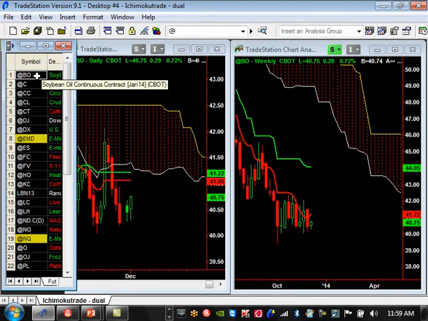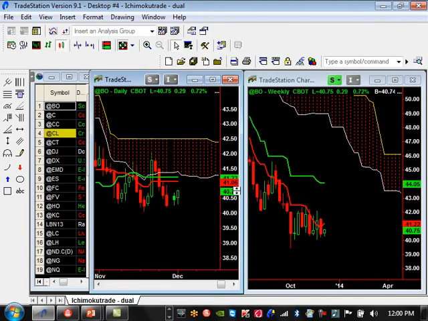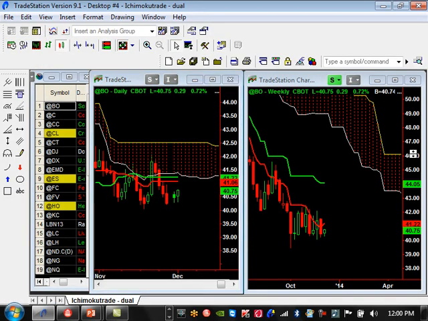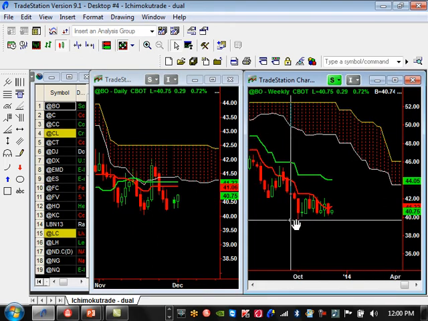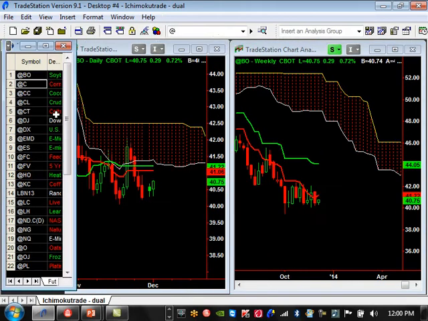So the first one is soybean oil. If you look at soybean oil, it's basically bearish trending long term. As you can see, it's decided to consolidate a little here at the bottom. The resistance on this is going to be 41.22. Support's going to be basically 40.